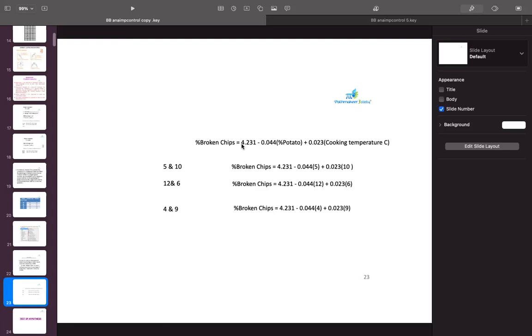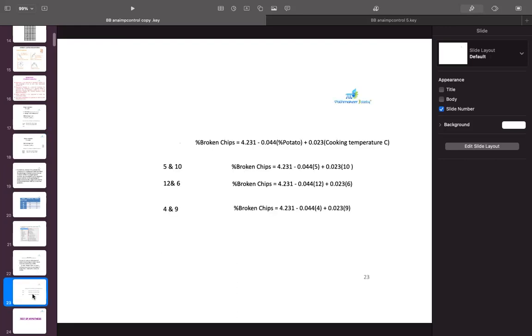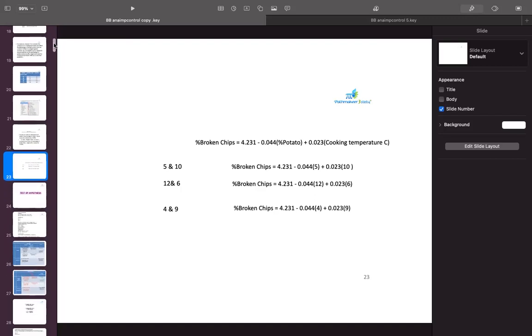Whichever combination has a minimum percentage of broken chips, you need to select that, right? So we are getting an answer here as 6.355 and 6.1. So the second combination has very, very less percentage of broken chips. So we go for that option. So we're going to do regression analysis also for our production project that we'll see in the Minitab session that we're going to have next.